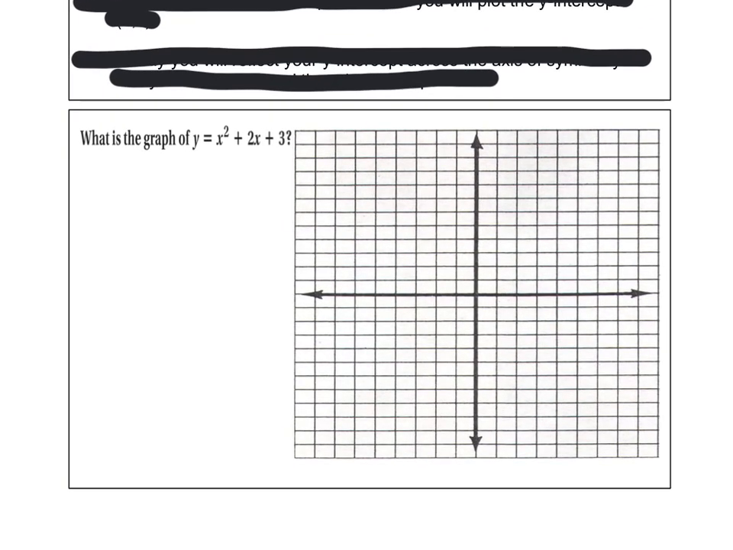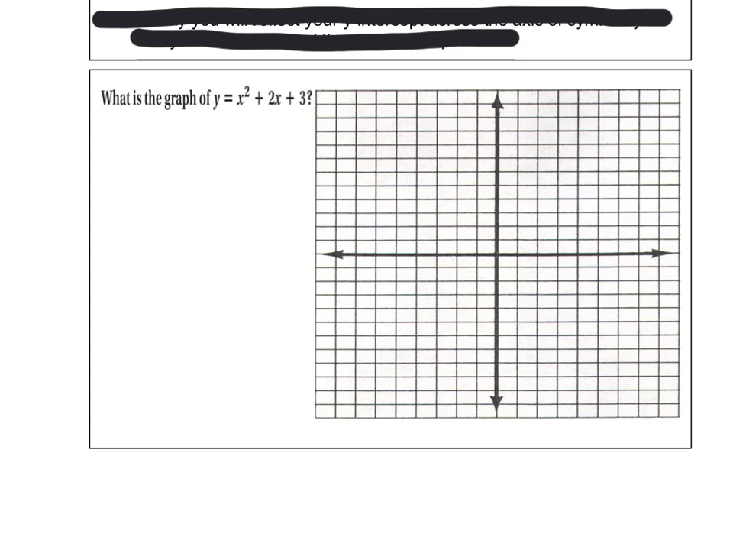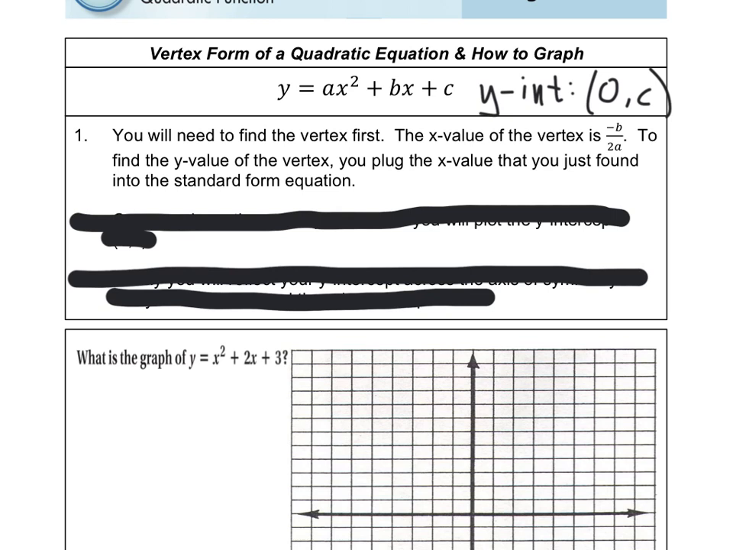Okay, let's take a look at the first equation here. It says, what's the graph of y equals x squared plus 2x plus 3? Like I said, we're going to find everything that we found in section 4.1. What are the transformations? Tell me, what's the vertex? Is it a maximum or a minimum? What's the domain? What's the range? And also this time you're going to tell me what the y-intercept is, because if you remember, the y-intercept is always 0 and whatever c is. So we'll be able to identify the y-intercept now on these problems.